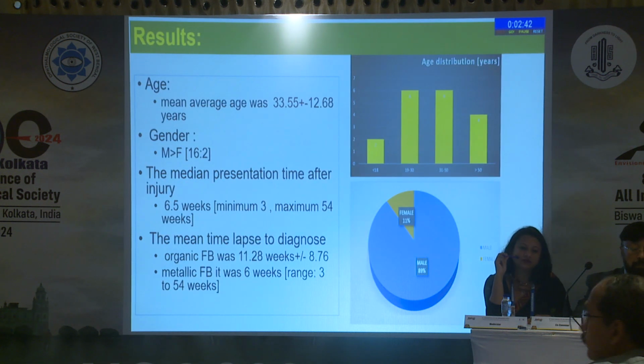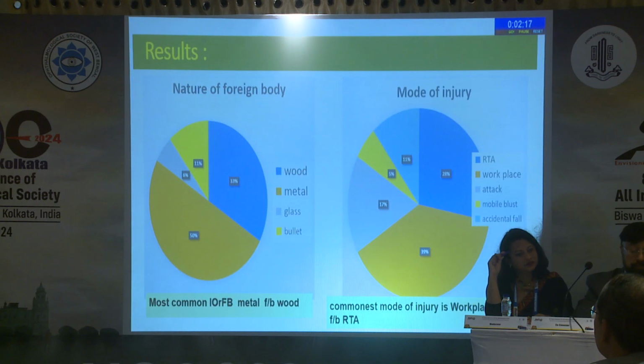Now come to the results. The mean average age was 33.55 years. Gender-wise, males outnumber females; most are male. The median presentation time after injury was 6.5 weeks. Minimum was 3 weeks and maximum was 54 weeks. The mean time lapsed to diagnose the organic foreign body was 11.28 weeks and the metallic foreign body was less, that is 6 weeks. The nature of foreign body most common in my series was metal, followed by wood.